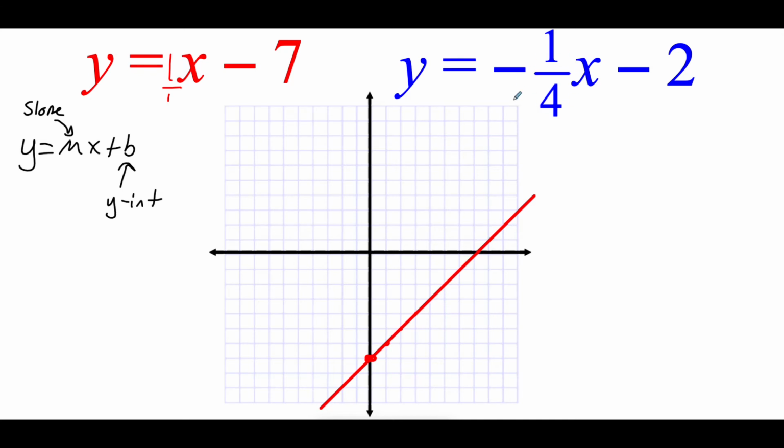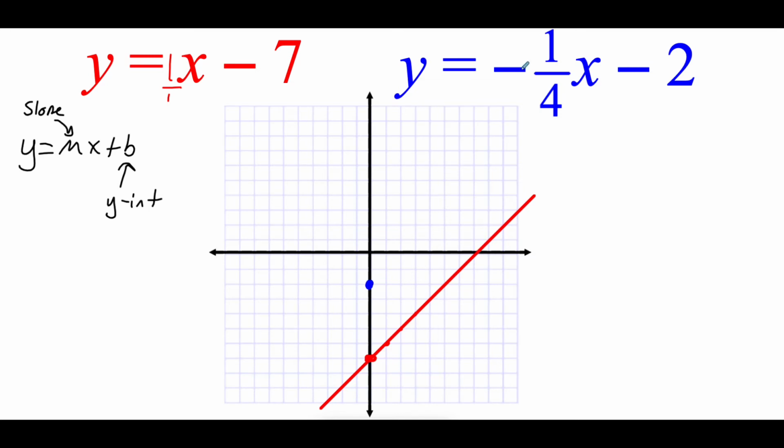Now I'm going to look at my second equation over here in blue, y equals negative 1/4 x minus 2, and I'm going to do the exact same thing. I look on the end and I see a b value of negative 2. So from the origin, I'm going to go down 2 spaces and put my first dot.